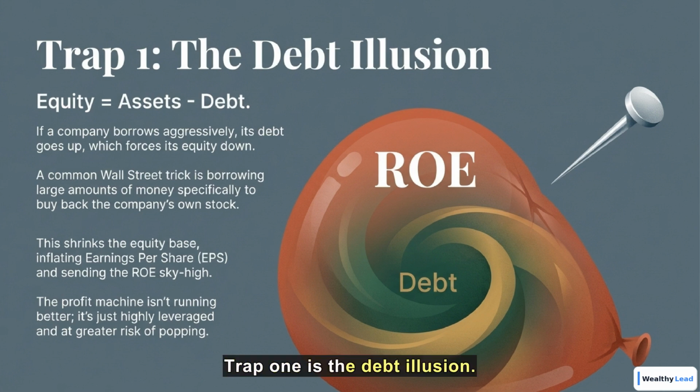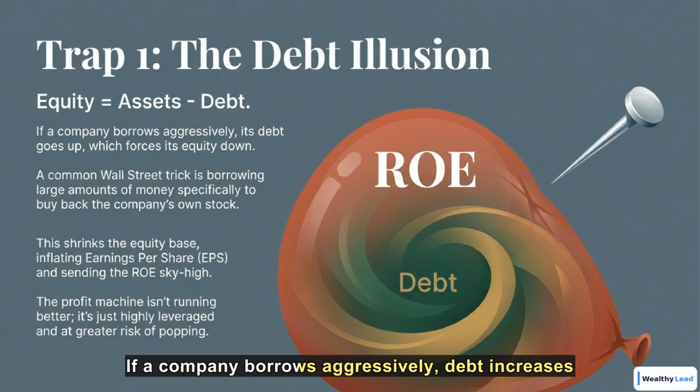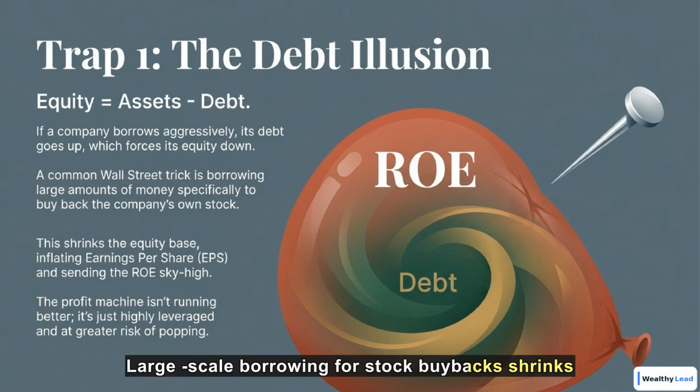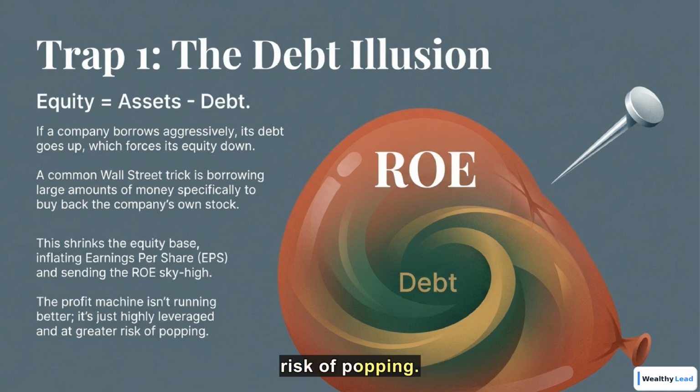Trap 1 is the debt illusion. If a company borrows aggressively, debt increases and forces equity down, as equity equals assets minus debt. Large-scale borrowing for stock buybacks shrinks the equity base, inflating ROE and increasing the risk of popping.